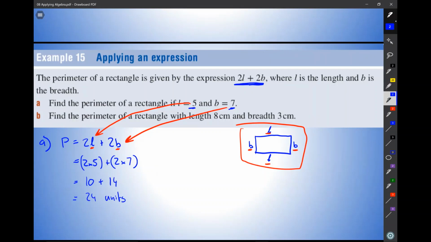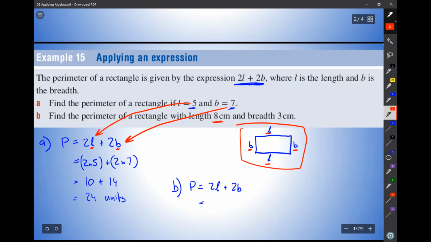Now let's have a look at part B. Again, we're using the same formula, 2L plus 2B. But this time we're given different values. L equals 8 and B equals 3. So I'm going to replace L with 8 and I'm going to replace B with 3. And now we're going to work this out. 2 times 8 is 16, plus 2 times 3 is 6. So the answer here is 22 centimeters. We're told that it's in centimeters this time.